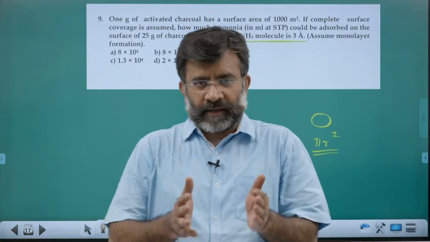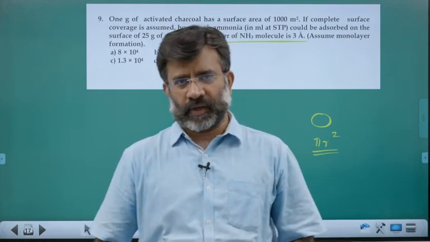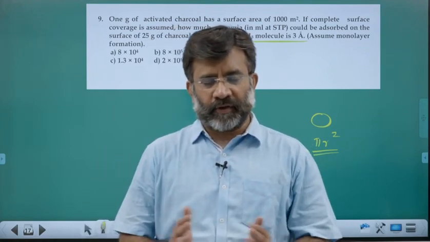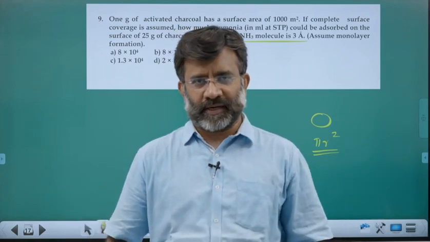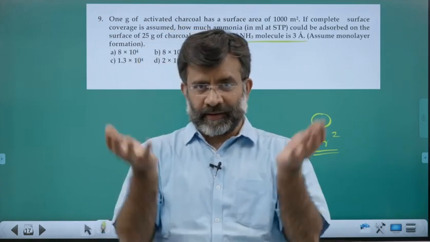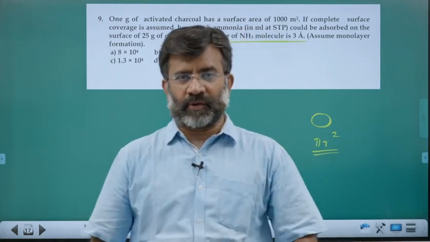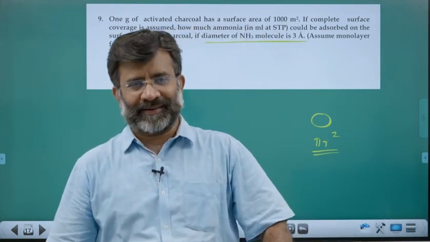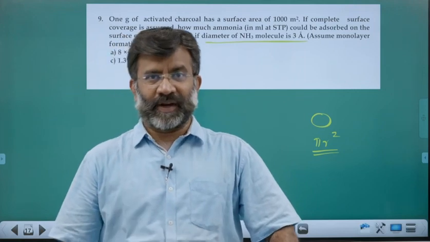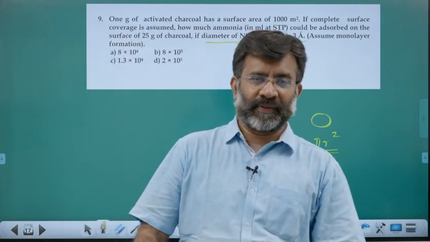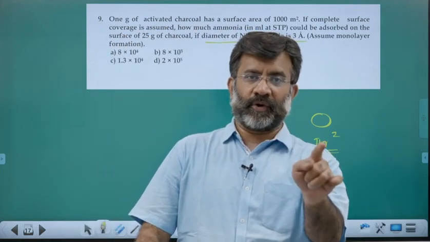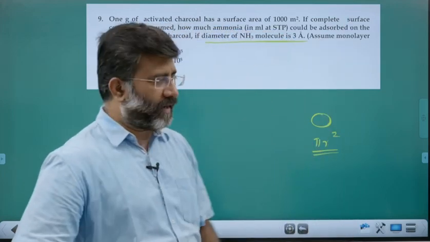So 1 gram charcoal, 1000 meter square; 25 gram charcoal, 25,000 meter square. That is the total area coverage. What is the area covered by one ammonia molecule? You can find out using pi r square. Right? So what is the total number of ammonia molecules? How much volume of ammonia gas at STP can you find?